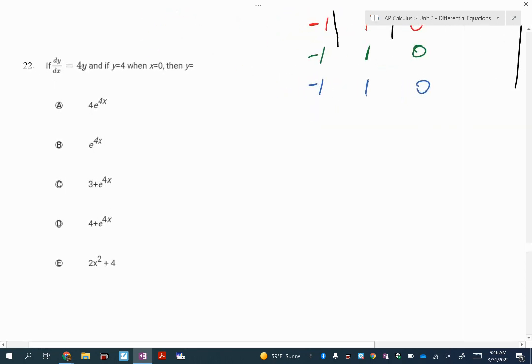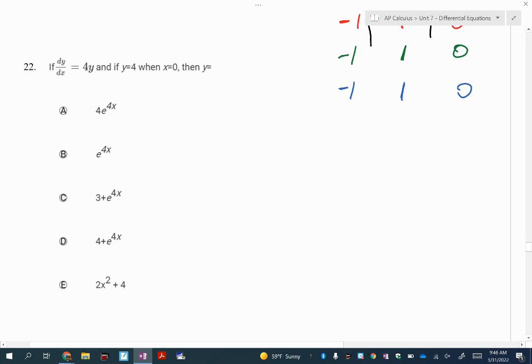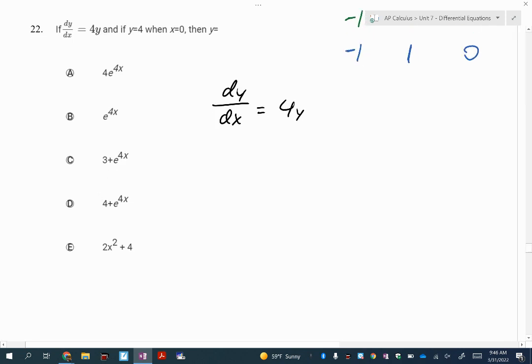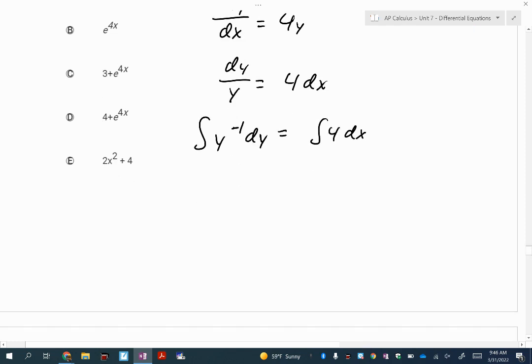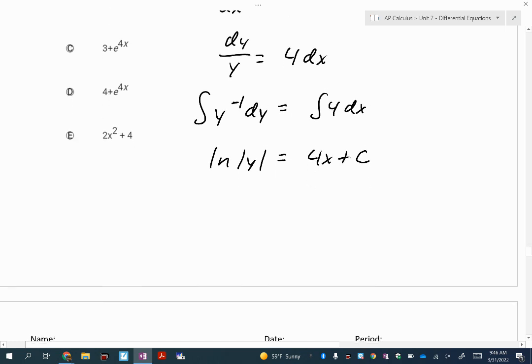All right, now 22, we're going to solve this using separable equations here. So I'm going to move the y over to be underneath my dy and actually leave the 4 alone there with the dx. All right, so this is one of those where you take the integral of y to the negative first power dy and the integral of 4 dx, so the antiderivative. This is the natural log of the absolute value of y. That's one that hopefully you have memorized now, equals 4x plus c. We did this in class.